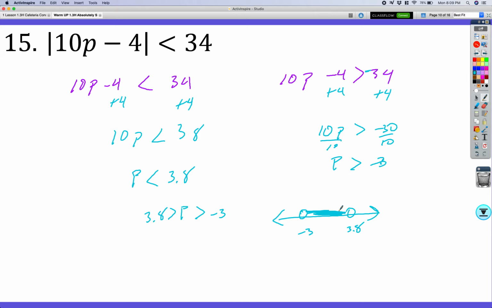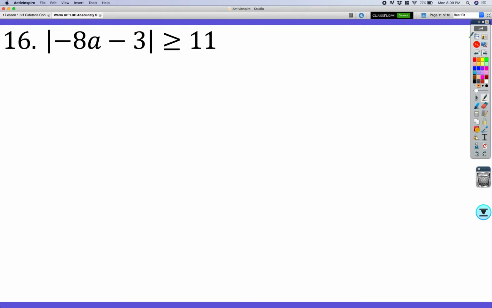All right, so hopefully we're getting the hang of this one now. So we only got a few more. Let's go ahead and look at this now. All right, so here I have negative 8a minus 3 is greater than or equal to 11, and then negative 8a minus 3 is less than or equal to negative 11.